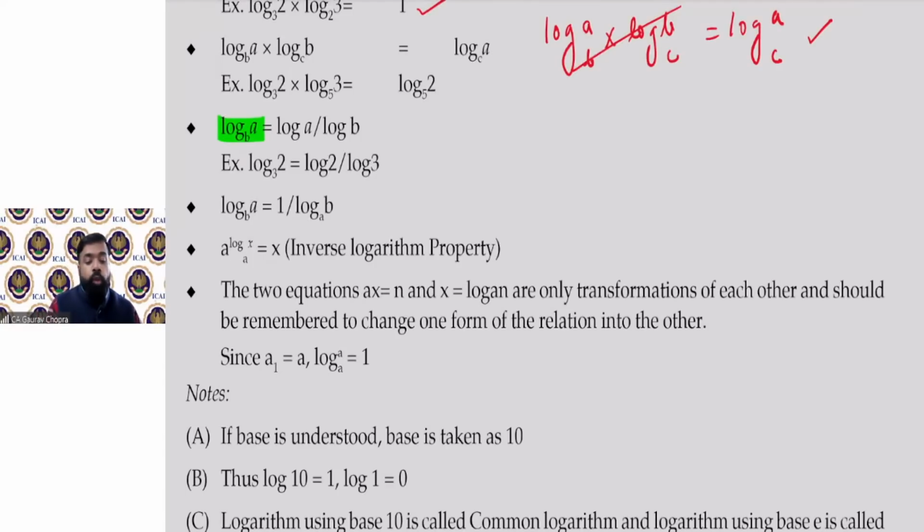Then the next property was the reciprocal property. If we take the reciprocal of log of A base B, then it can be written in the form of log B base A. Log B base A.